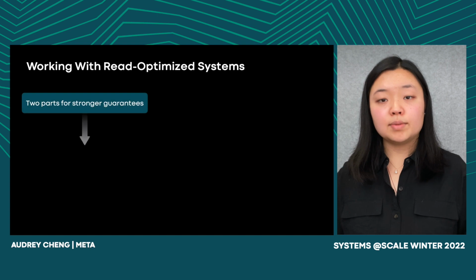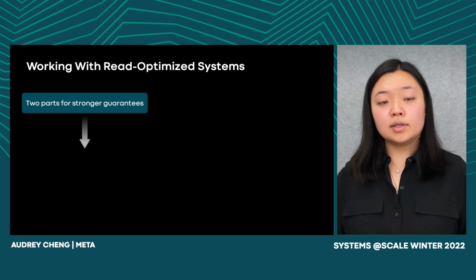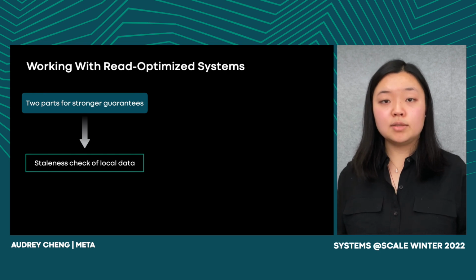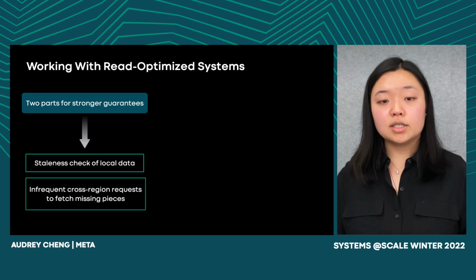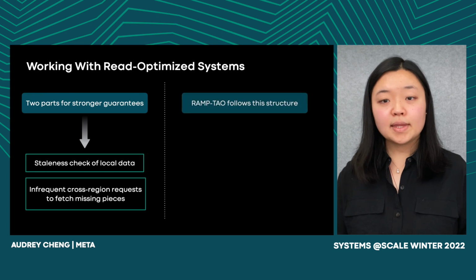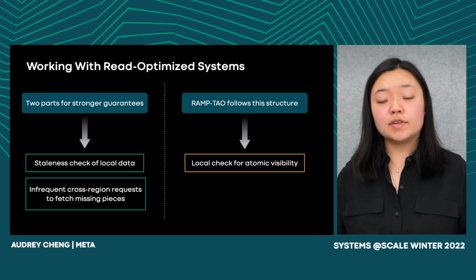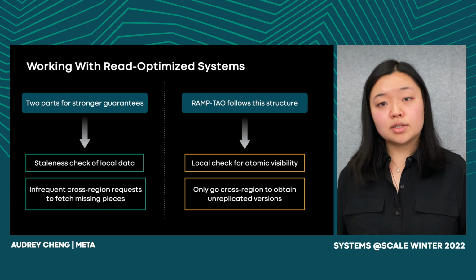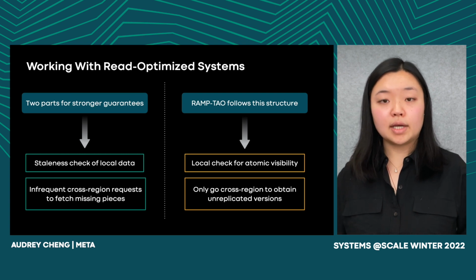Finally, in working with read-optimized systems, there are two parts essentially for guaranteeing stronger consistency and isolation. First of all, we need a staleness check of local data because we need to be able to serve most of the requests from the local cache. Only in rare cases should we need to go cross-region to fetch any missing pieces. RAMP-TAO also follows this structure. We first have that local check for atomic visibility after our first round read, and only in rare cases do we go cross-region if certain versions we need haven't yet been replicated to our local cache.